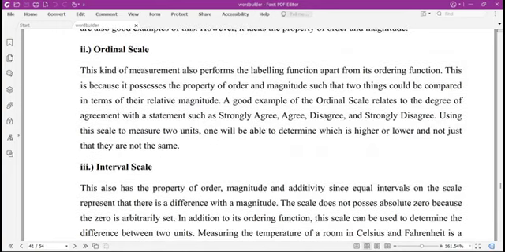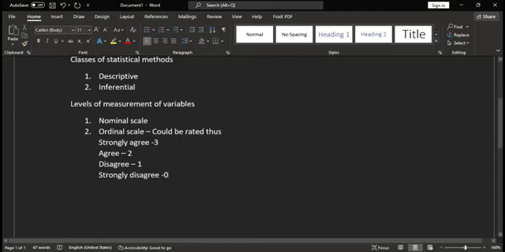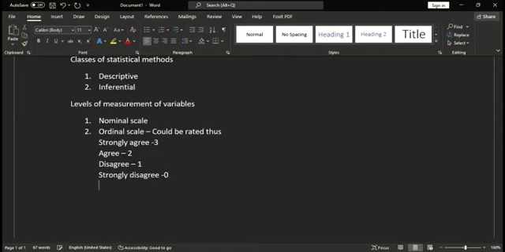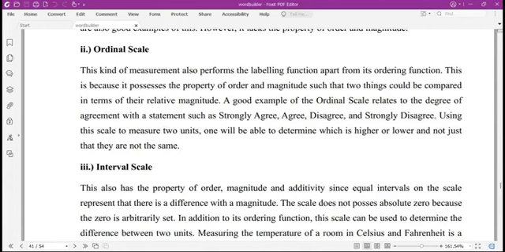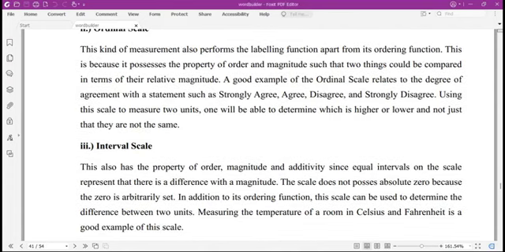Okay, we go to interval scale. That is number 3. Talking of interval, from the name, you can see it is a kind of distance between this and this. This also has the property of order.